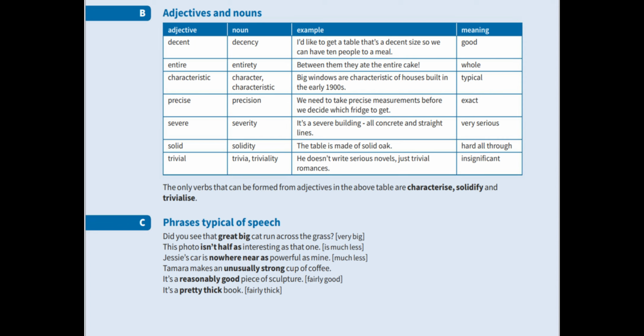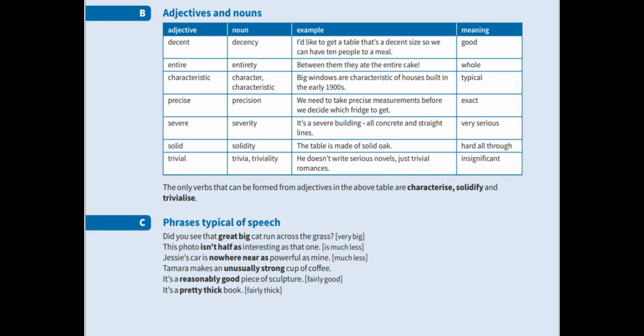B. Adjectives and related nouns. The adjective decent means good or satisfactory. The related noun is decency. For example, I would like to get a table that is a decent size so that 10 people can sit down for a meal. The adjective entire means whole. The related noun is entirety. For example, between them, they ate the entire cake.